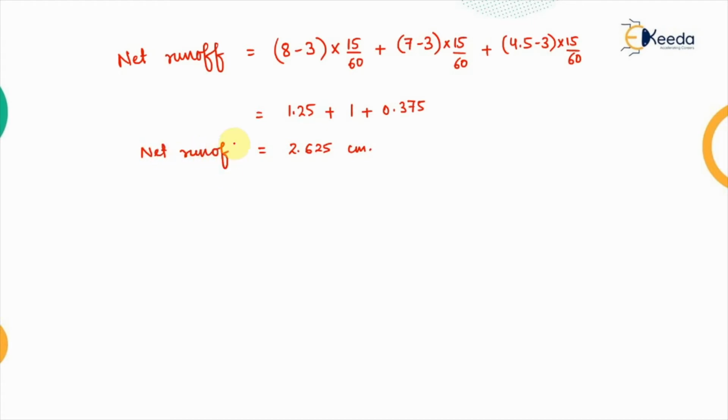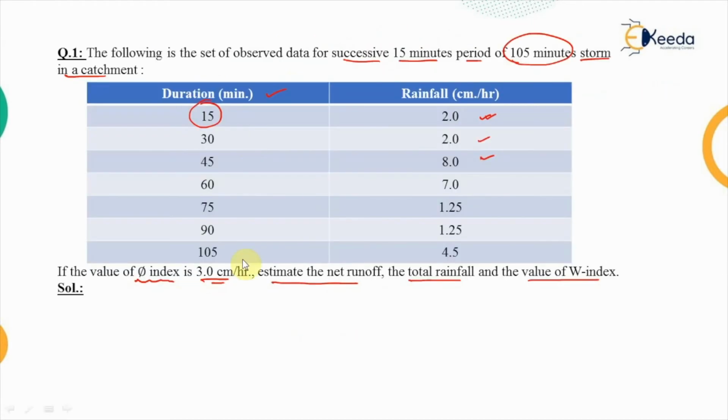Now if we go back to the problem, we were to calculate the net runoff, which we have estimated, and the total rainfall, which has also been estimated.